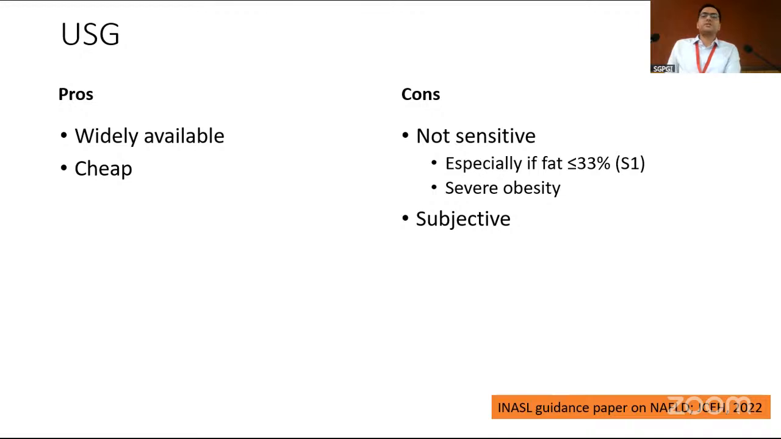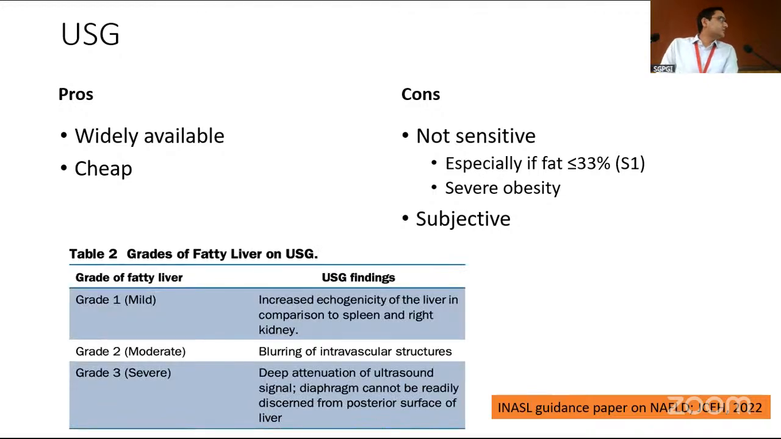And also in patients who have BMI more than 35 to 40, it is difficult to conduct ultrasound and quantify the grade of fatty liver. And then ultrasound is operator dependent, so depending on the experience of the operator, we may have variability in reporting the grade of fatty liver. So this is how fatty liver is graded on ultrasound.